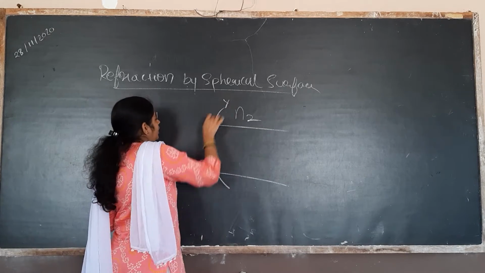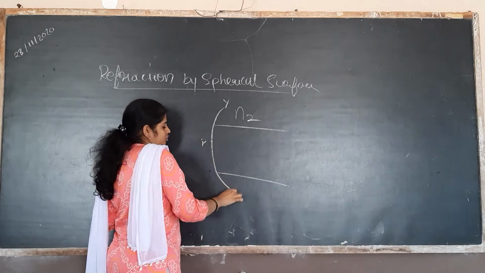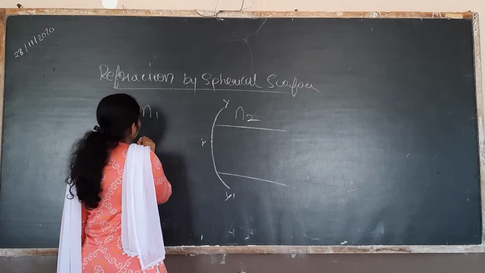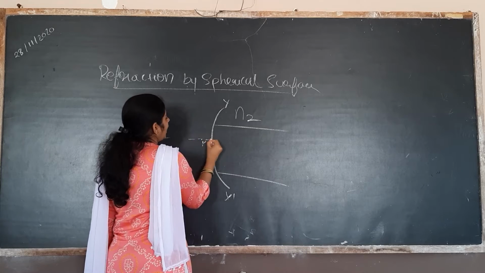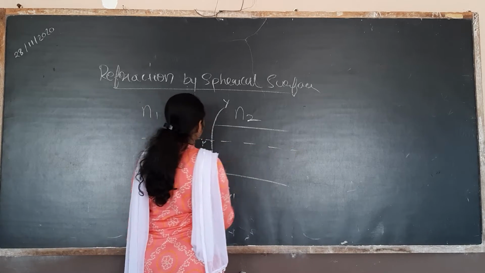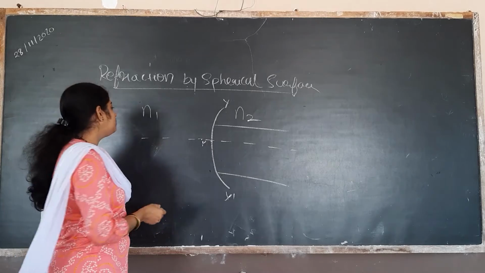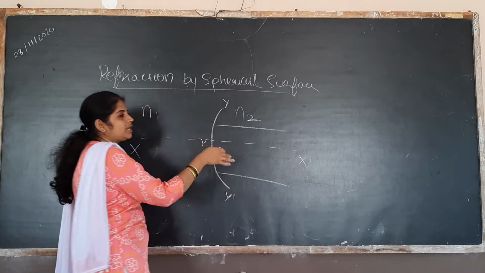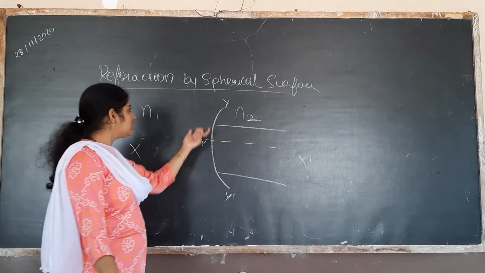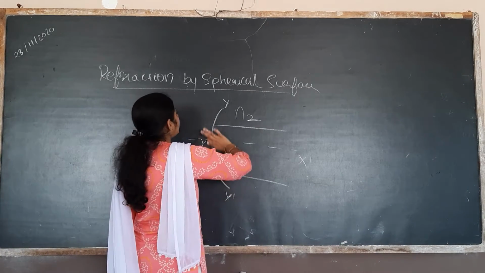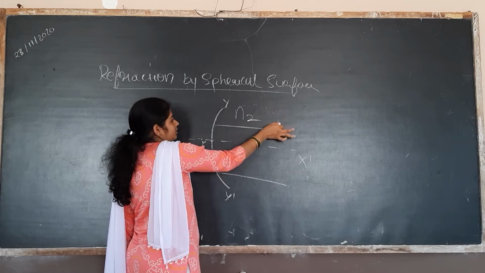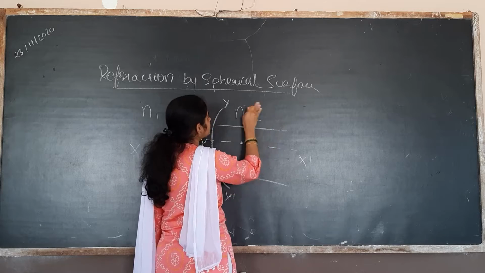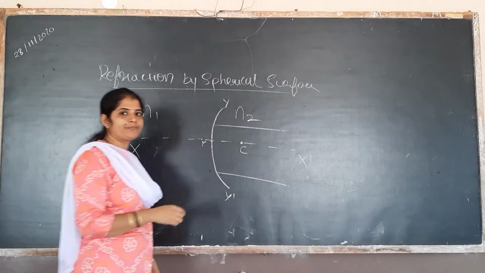So Y, P, Y dash is the arc. The line which passes through the pole of the spherical surface, we call the principal axis. X, P, X dash is the principal axis of this spherical surface. This spherical surface is part of a sphere, which has a center here, and that we call the center of curvature C.